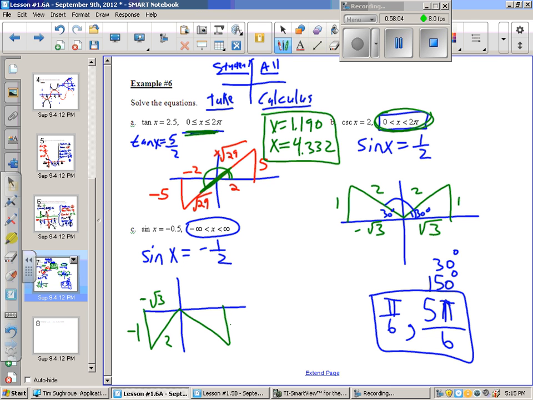Over here, opposite over hypotenuse makes this the square root of 3. Again, I wish I had picked a different value here because we get another 30-degree reference angle. I wish I would have picked something a little different, but it is what it is.